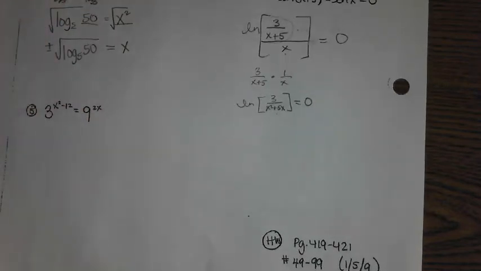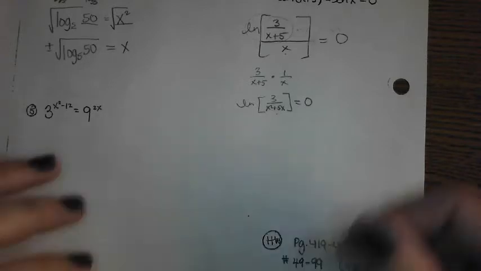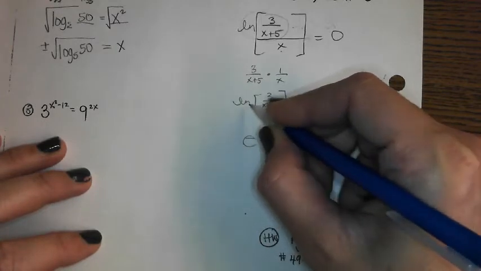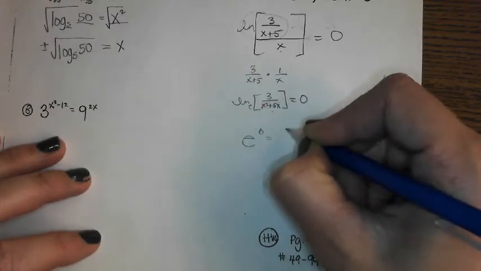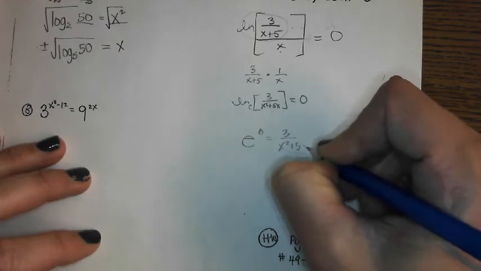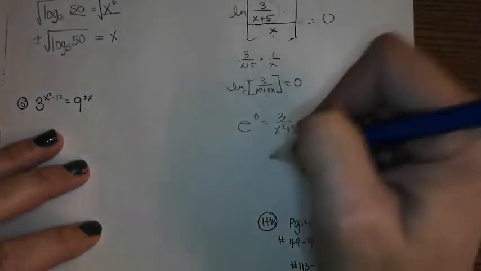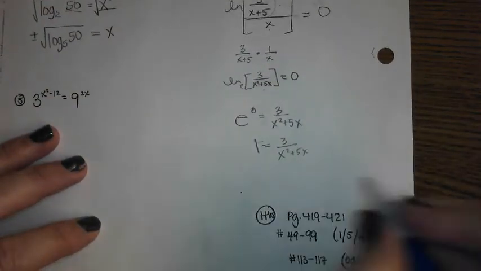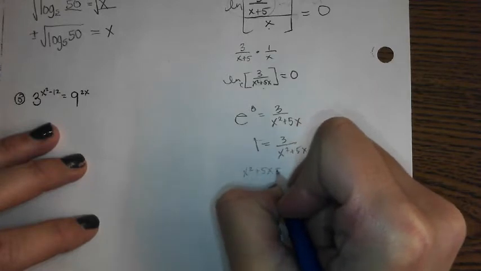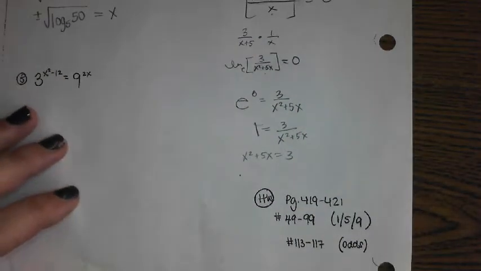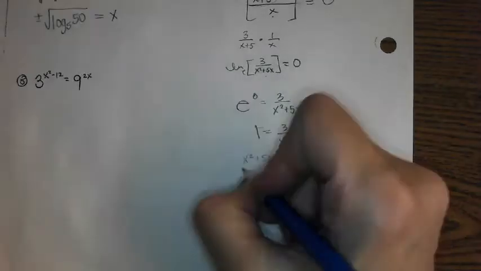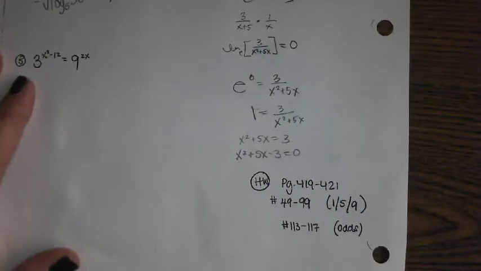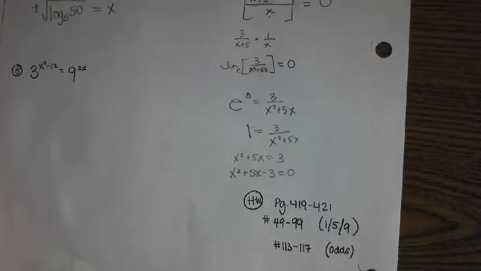So what's the base? E to the, yep, right. So then e to the 0 power we should know is just 1. Cross multiply. And then solve the quadratic. So this is actually something that's going to require the quadratic formula. Yes?